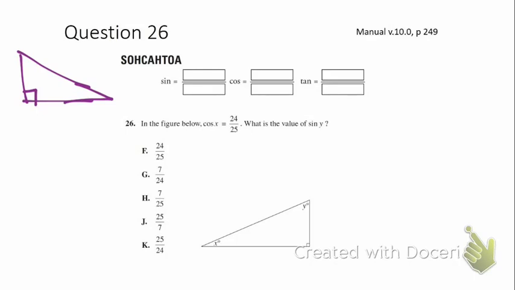Each of these are called legs. The side across from the right angle is called the hypotenuse. It is always the longest side. Hypotenuse.